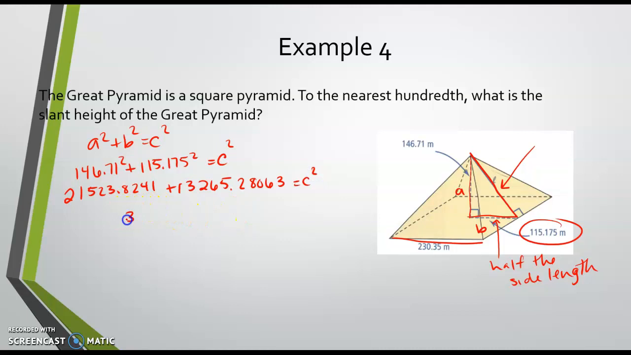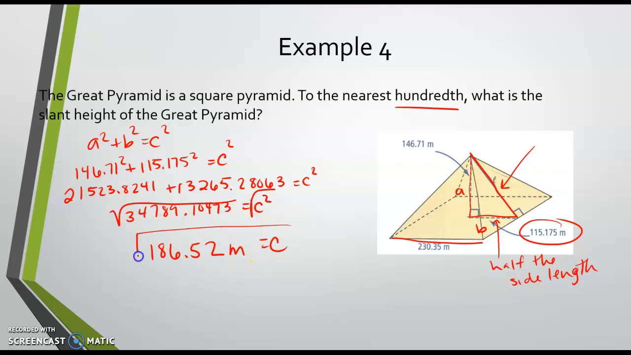Add those together and we get 34,789.10473. That's still c squared. Now that is c squared, I've got to find what c is, so I'm going to take the square root of both. It wants it to the nearest hundredth, so that's 2 decimal places. And so I'm going to get 186.52 meters, and that is my hypotenuse. And that's how we find a missing hypotenuse.